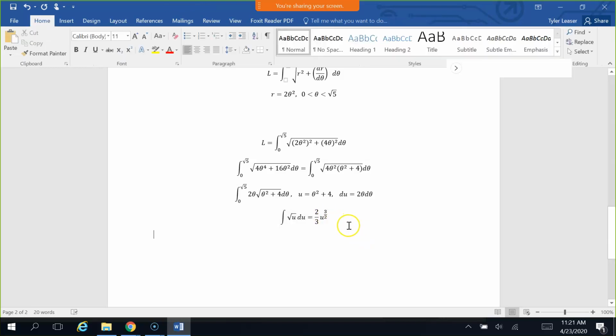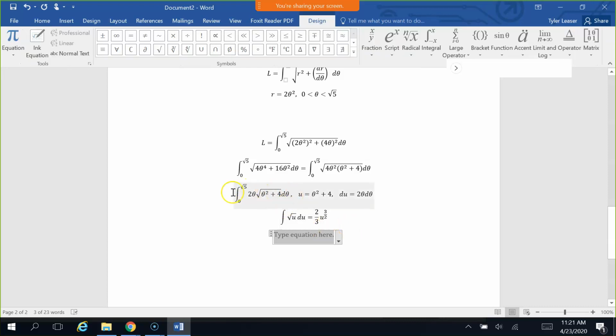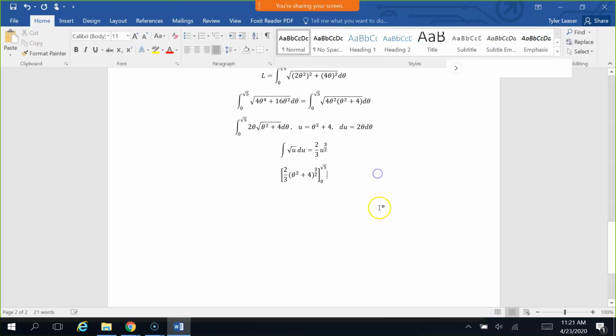Okay, so that's the antiderivative for my integral now, and now I can plug it back in terms of thetas. So in terms of thetas, it's going to be 2/3 theta squared plus 4 all to the 3/2. And then we're evaluating that between 0 and square root of 5. Okay, so then we just plug square root of 5 into our antiderivative, minus plugging 0 into the antiderivative.